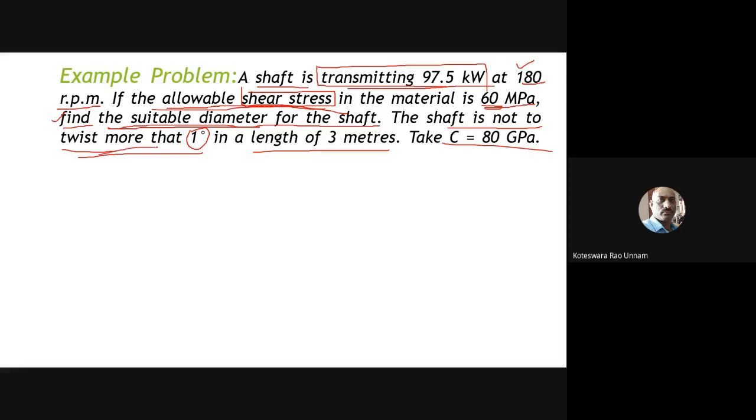So I think in the beginning classes I gave one example while discussing some design principles.